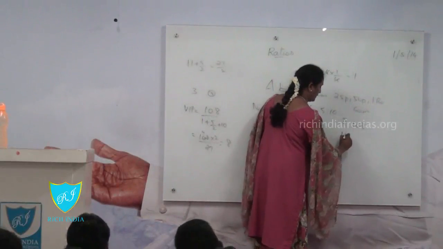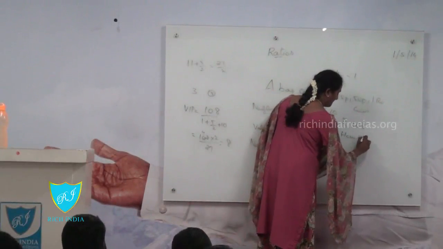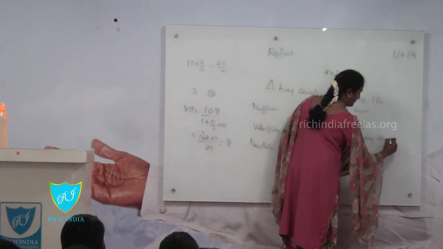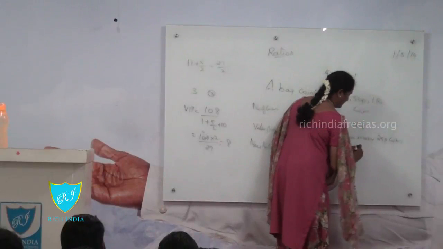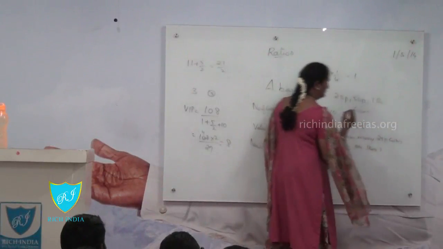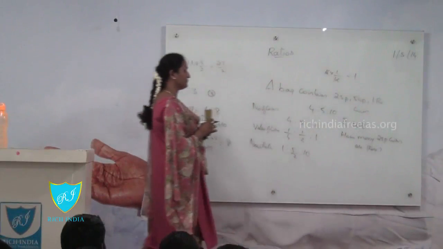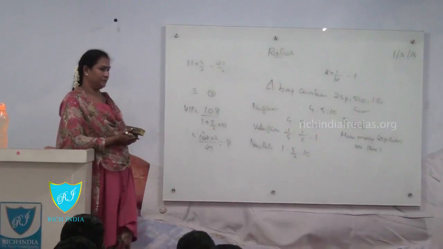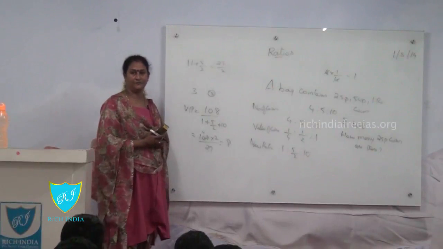So I need to write the question. How many 25 paise coins are there? The answer is 32.